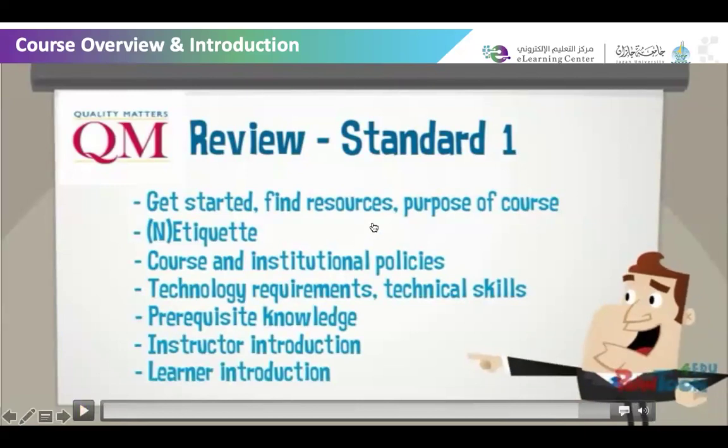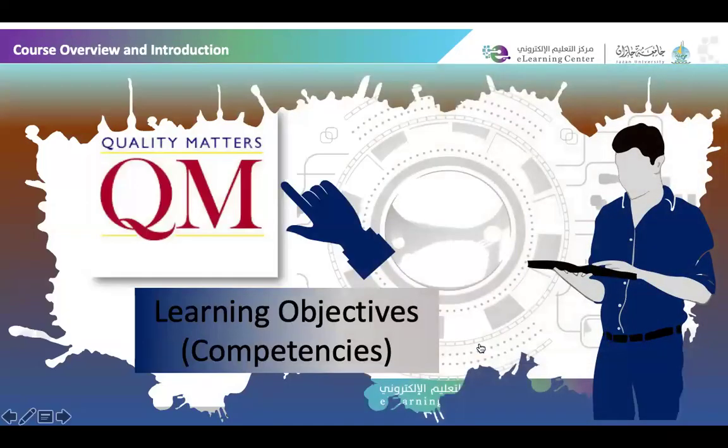So you can see that the standard one, that is the introduction of the course, must have all these points: get started, find resources, purpose of the course, online etiquettes, the course and instructional policies that must be followed, technology requirements, technical skills requirements, prerequisite knowledge, which is important to join this course, and the instructor introduction, which is a very important part, and the learner introduction as well. So this is all about the first standard.